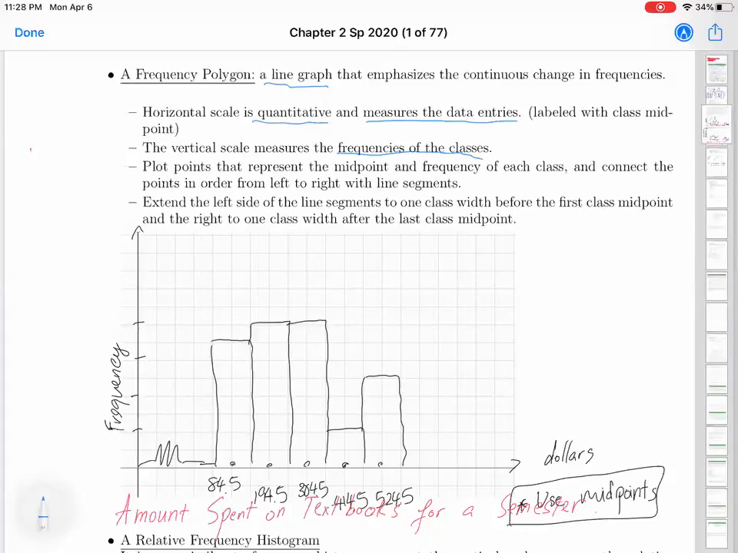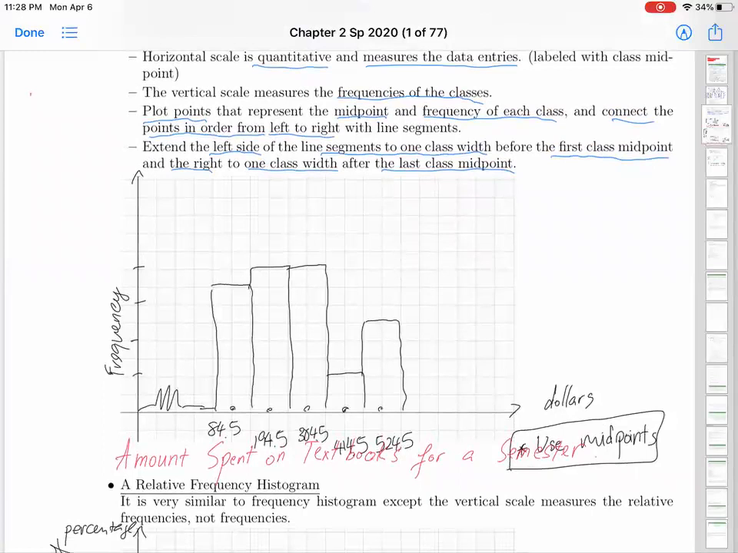Now you plot points that represent the midpoint and the frequency of each class. And you connect the points in order from left to right with line segments. And then you extend the left side of the line segment to 1 class width before the first class midpoint, and the right to 1 class width after the last class midpoint. So I copied the frequency histogram, right? Because I use a midpoint.